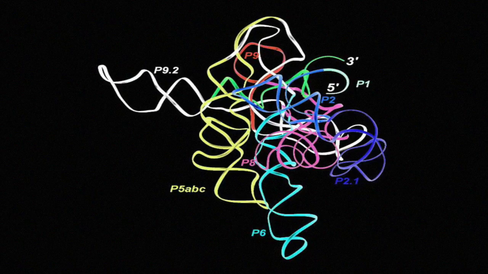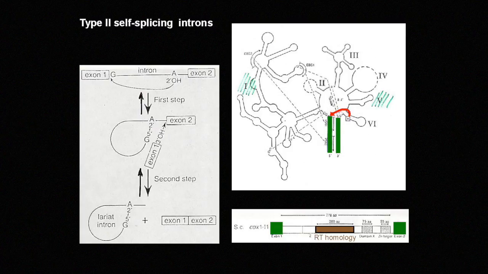There are 2 types. I will not go into details. Type 2 self-splicing introns is longer and more complex and so on. And almost simultaneously a different ribozyme was discovered.